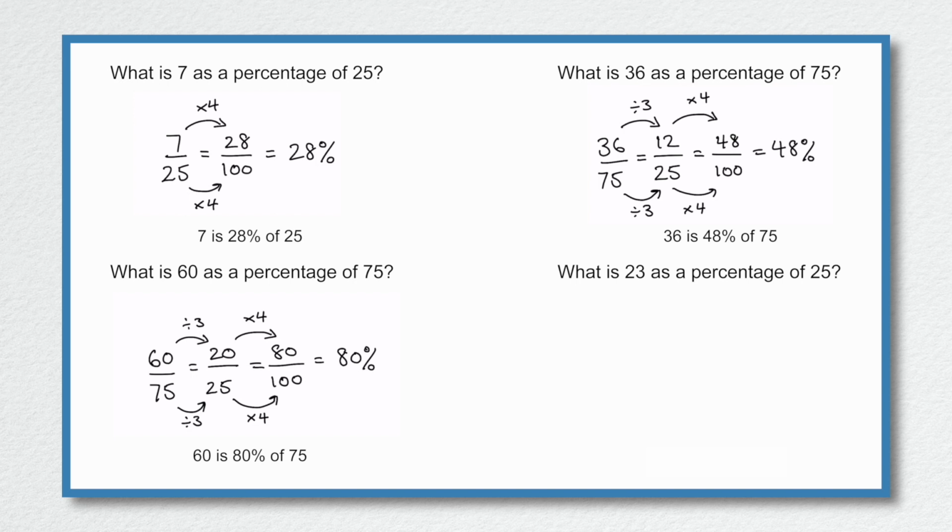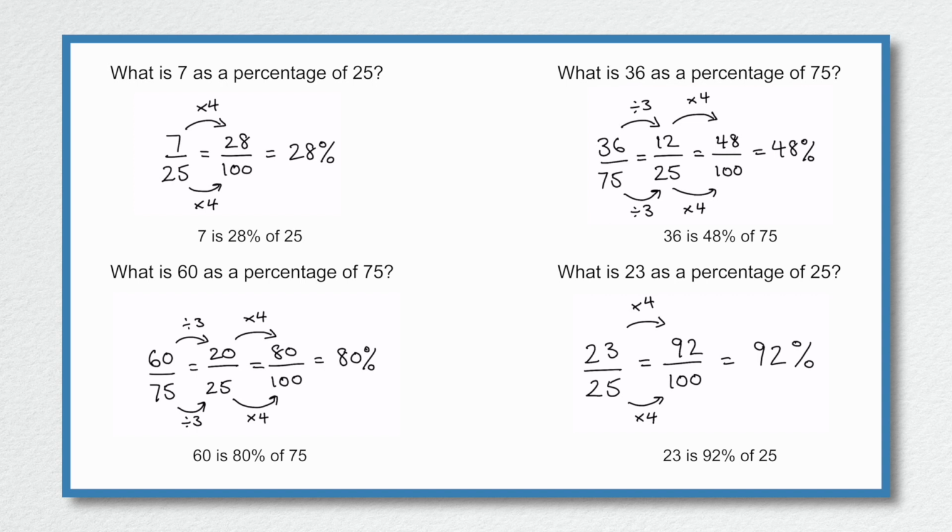And finally, what is 23 as a percentage of 25? Well, if we write this as a fraction, we've got 23 over 25. By multiplying the denominator by 4, I get 100. I therefore have to multiply the numerator by 4, and that gives us 92. So we have 92 over 100, which is 92%. So we can say that 23 is 92% of 25.